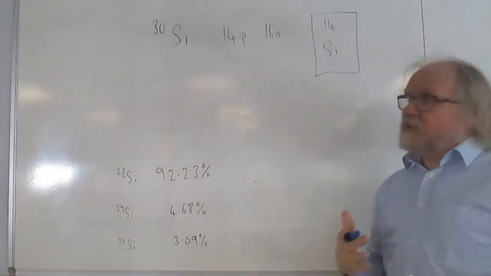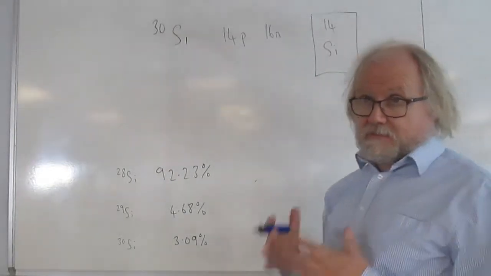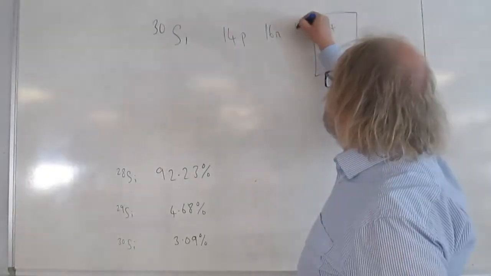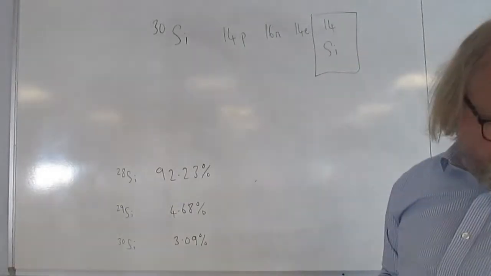And the electrons, well, it's an atom, and if it's an atom, the protons and electrons have to have the same numbers, so that the charges will balance out. And so it has 14 electrons as well, and that's that one.